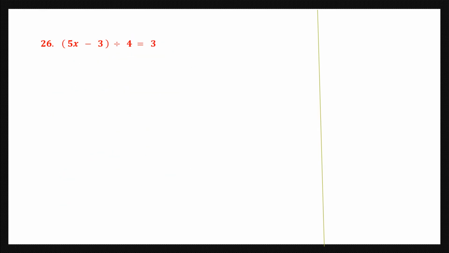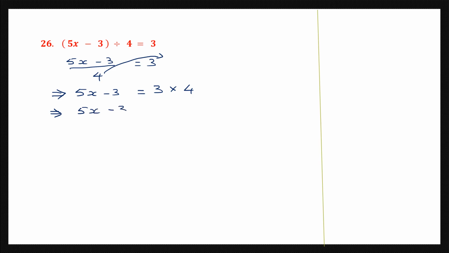The 26th sum, (5x minus 3) divided by 4. So we can just open the brackets, 5x minus 3, the whole thing divided by 4 is equal to 3. So to solve this, we write 5x minus 3 on the left hand side. We write 3 on the right. We transpose 4 to the right hand side. It becomes multiplication. So 5x minus 3 equals 3 fours are 12.